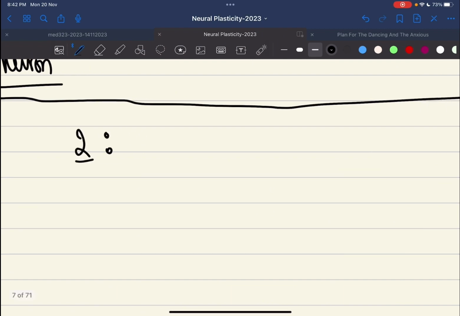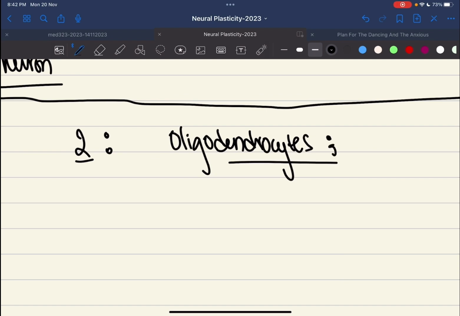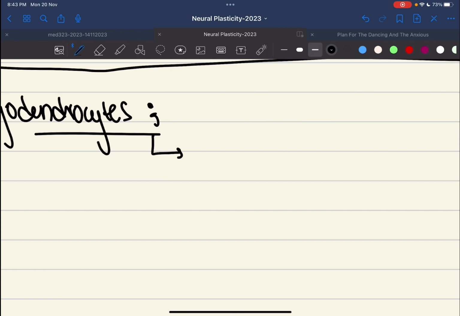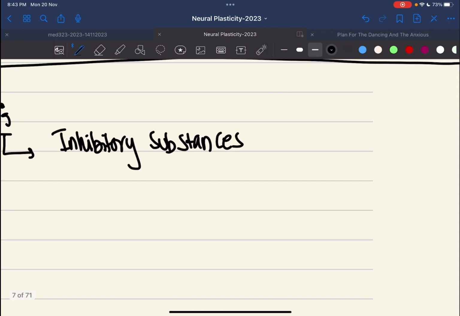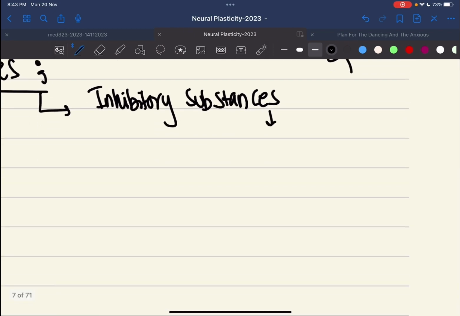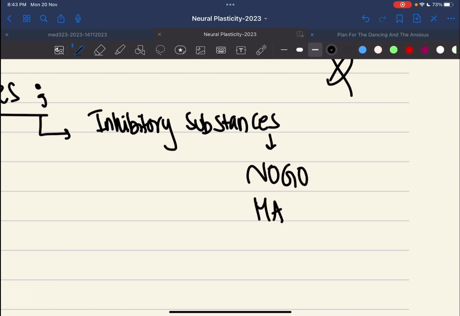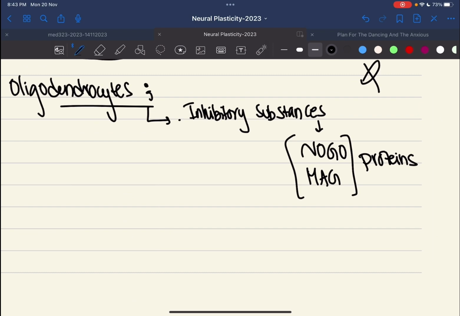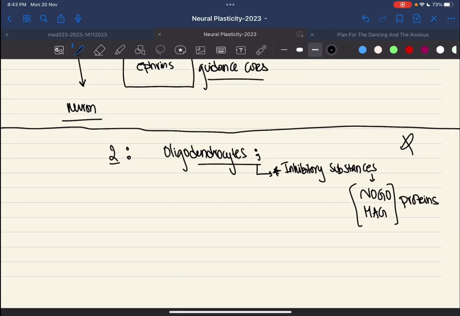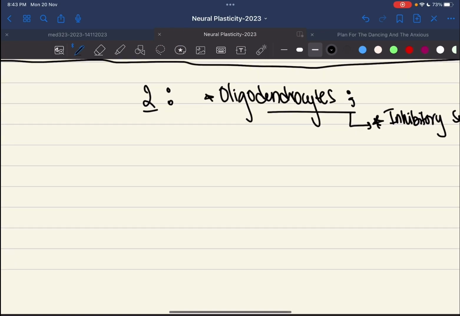First of all, we know that in the nervous system, we have oligodendrocytes, whose main function is to synthesize the myelin sheath. However, they can inhibit the regeneration of neurons in the central nervous system by releasing inhibitory substances. When and how does this happen? When a neuron in the central nervous system is injured, these oligodendrocytes release inhibitory substances like NOGO proteins and MAG proteins that inhibit any potential regeneration. This is one of the main reasons why regeneration is very difficult and very rare in the central nervous system.